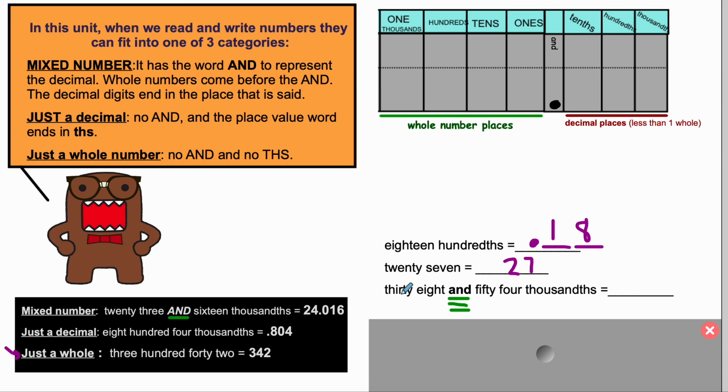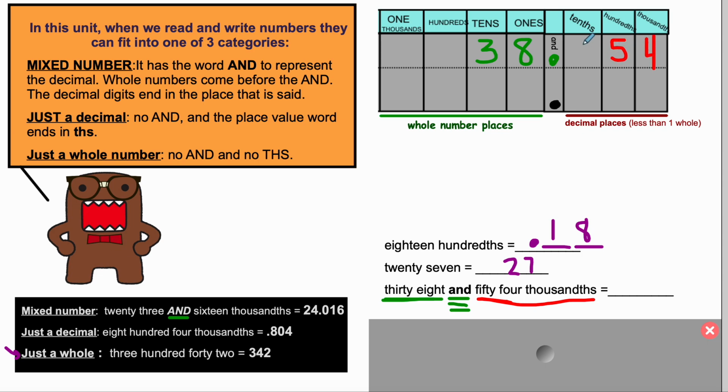Cool. Anything to the left of the "and" is a whole number. Anything to the right of the "and" is a decimal. So let's get going. 38, that's friendly. And 54 thousandths. What place value do you hear? Right, thousandths, which means that 54 has to end in the thousandths place.